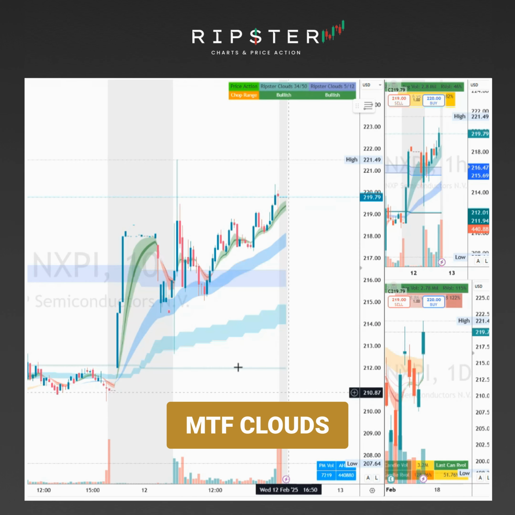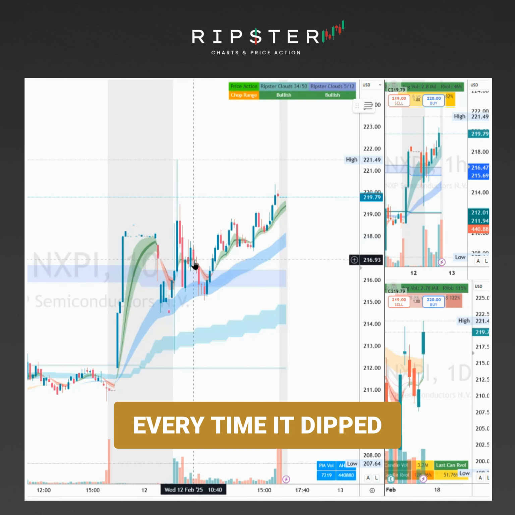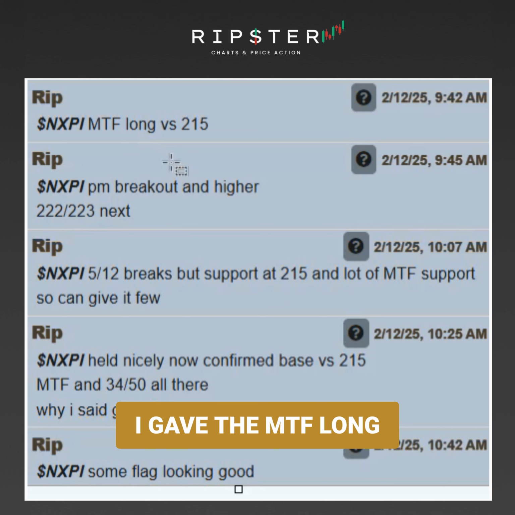Next concept is MTF clouds. NXPI was gapping up on the earnings, but it was sitting right at the MTF clouds. And you see that every time it dipped to the MTF, this is a 50 MTF, this is a 1 hour MTF, it continued to bounce, and that was the long. I gave the MTF long versus 215, pre-market high breakout concept. That was my long trade that I gave everybody right in the morning.